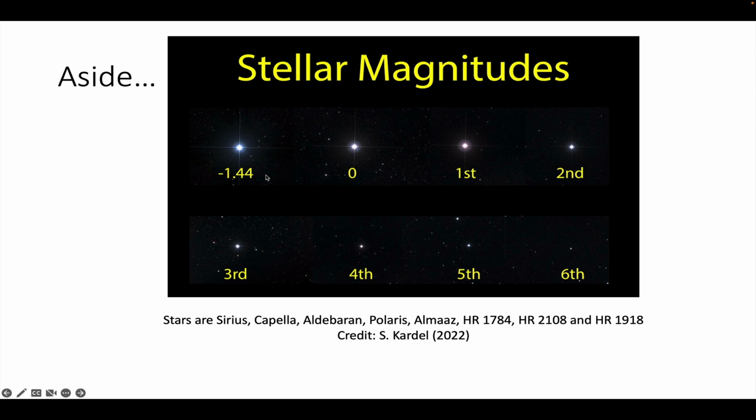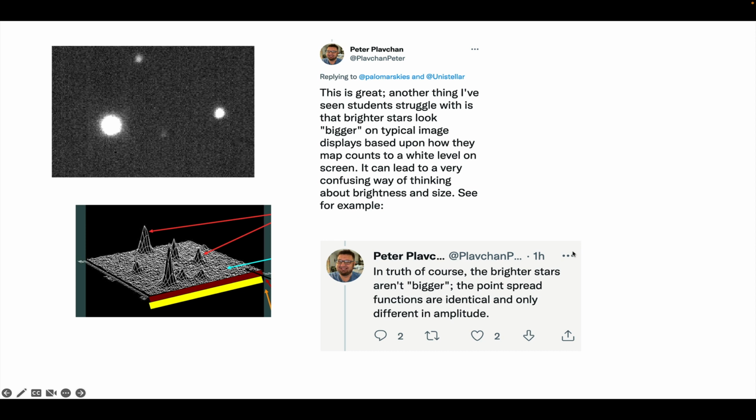Now, the other thing to note in here is what we were talking about a couple movies ago, which is even though that star looks bigger and this one looks smaller, they're not actually bigger. They're all point sources because the point spread functions for all of these are identical. They're just different in amplitude. So it's not that they're bigger, they're just brighter.